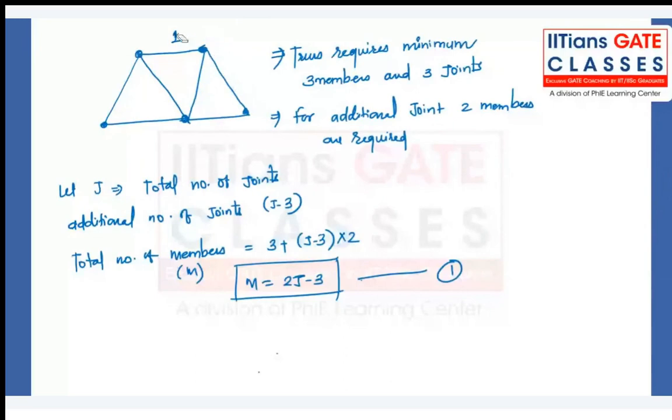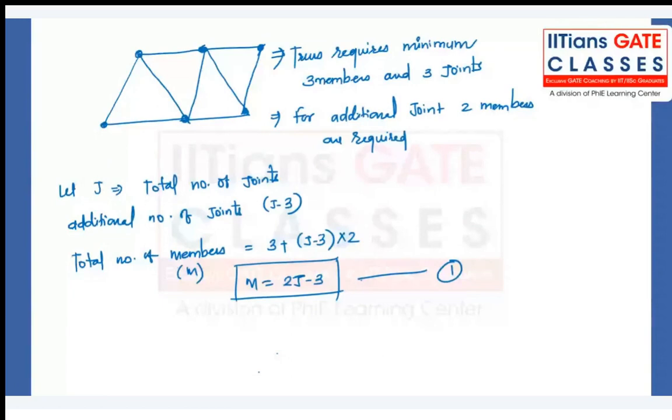Similarly, for this additional joint, we need 2 members for it. So if j is the total number of joints, then the additional number of joints is j minus 3. Look at this figure which we have drawn.